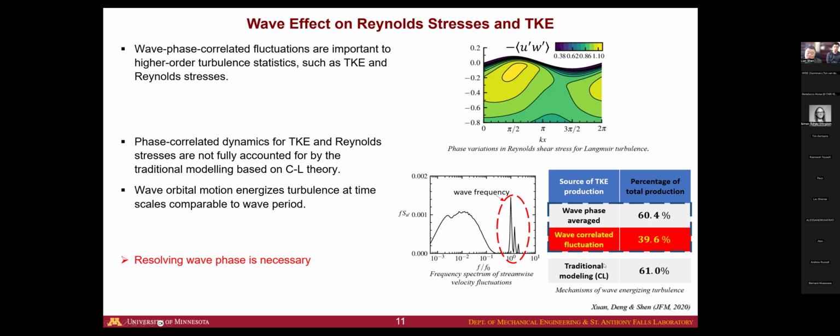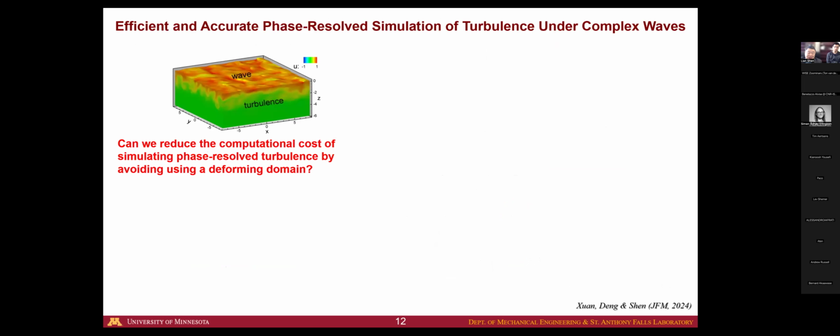What is interesting is that the traditional modeling in the community can capture those 60% very nicely. Those are very good models. But there is the other 40% that was missed before, and our study showed they are important. So with that, let's move on to things more complicated.